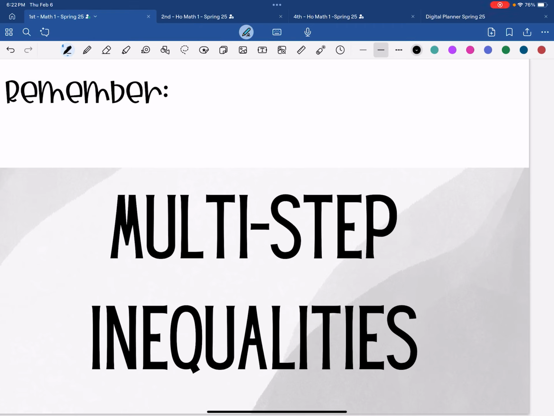All right, in this lesson, we're going to be talking about multi-step inequalities. So a few things to remember. One, and the main important thing with inequalities is you need to remember that when you multiply or divide by a negative, that you need to flip the inequality sign.